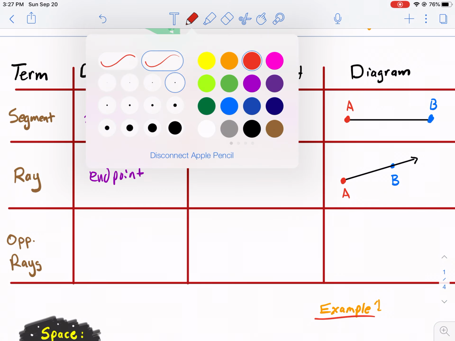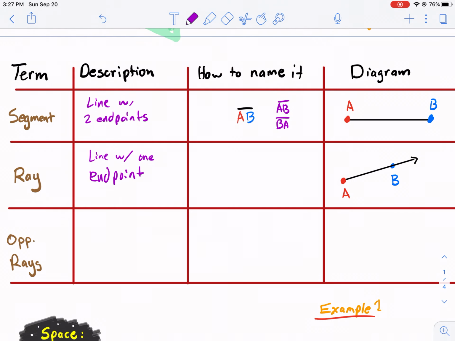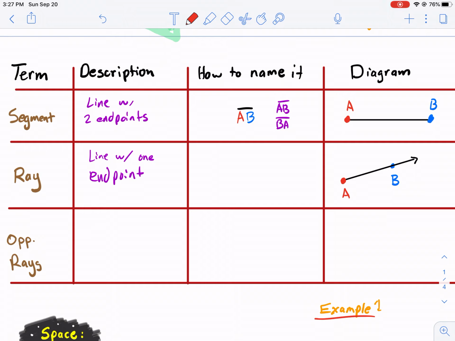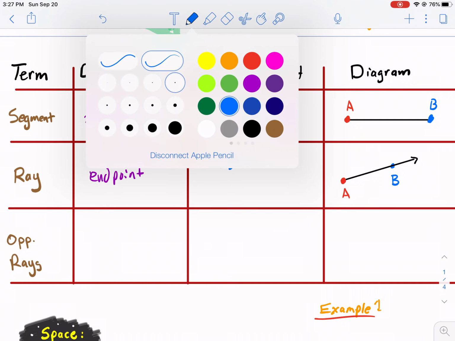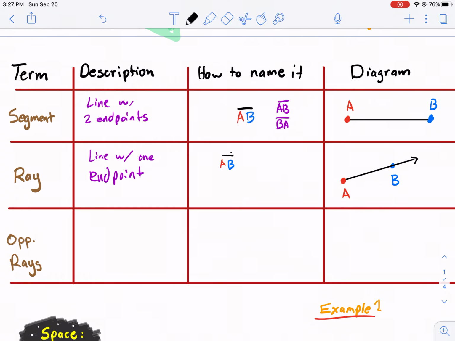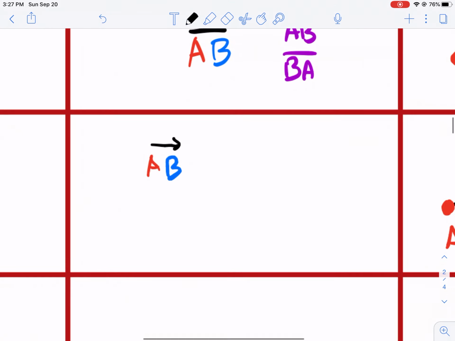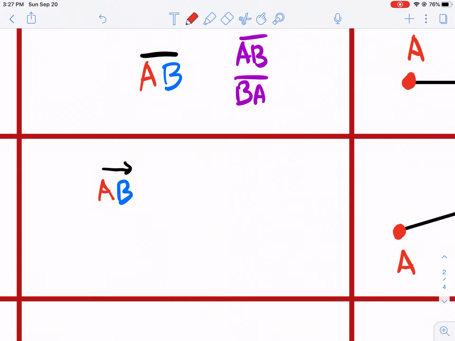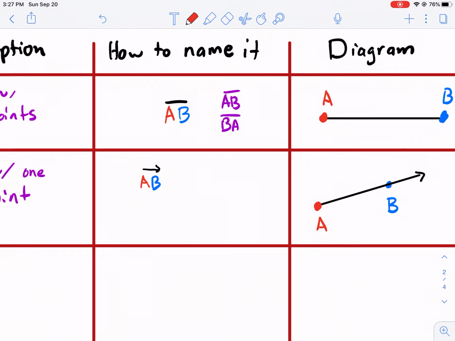Okay? Now, how do we label the ray? Well, with a ray, notice this is very important, the order. With segments and lines, it's not important. With a ray, it is. So we have AB. Oops, B is blue, isn't it? We have AB, and it's going to have a line on top of it, but it has to have an arrow. And notice how the arrow goes through B. So you need to have the arrow go through B, towards B, on the top.